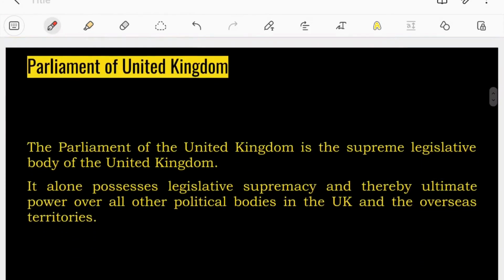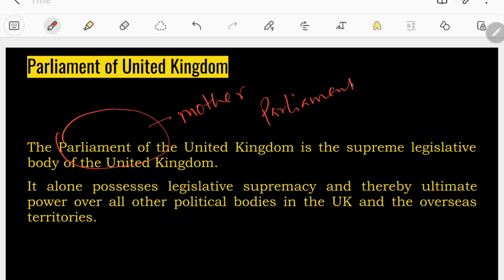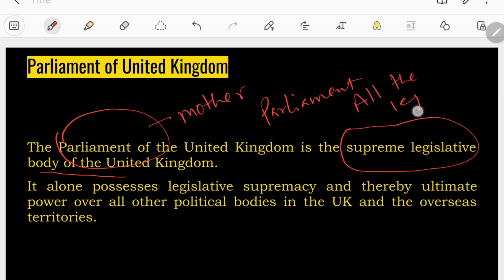Now you all know that the Parliament of the United Kingdom is also called the mother of all the parliaments. And this body, that is the Parliament of UK, is the supreme legislative body. It means that all the legislation for the UK is going to be made by this institution, that is the Parliament. And it possesses supremacy on legislative matters.